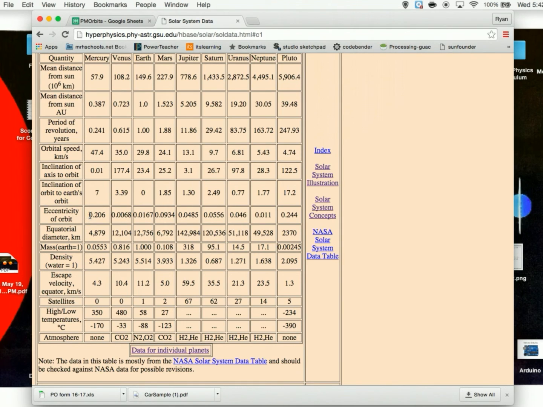Eccentricity, we're going to need to know that for our model, right? So I'm going to take all of these numbers, and I think that's it. So let's go to the spreadsheet where I summarized all this data.